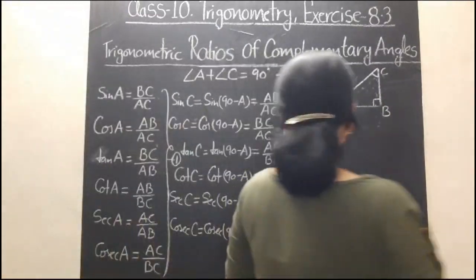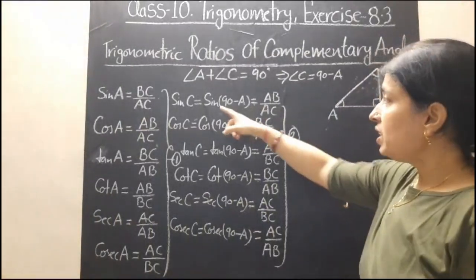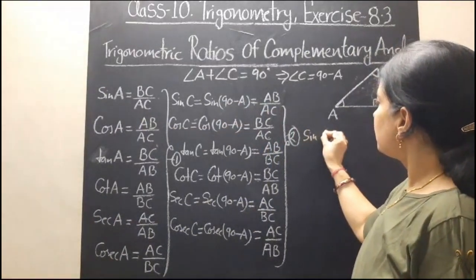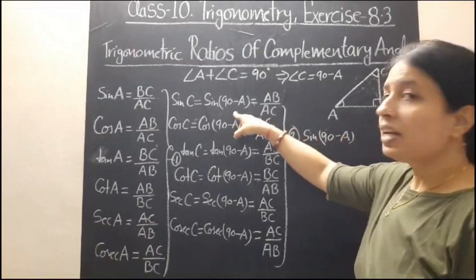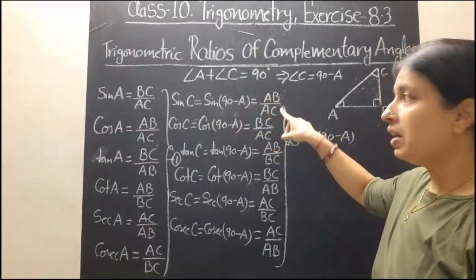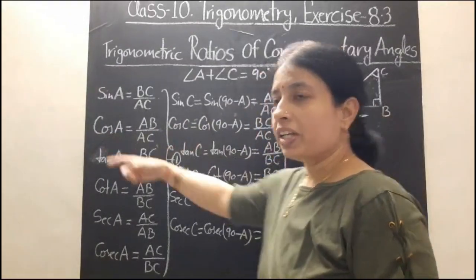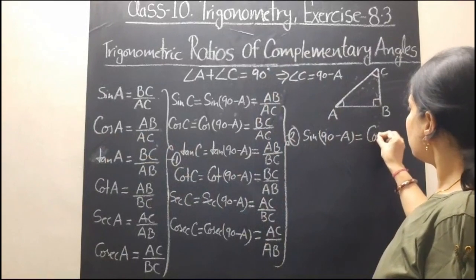So from 1 and 2 we can write our final result. What is it? This is sin 90 minus A. Sin 90 minus A is here AB by AC. Look here, AB by AC is equal to cos A. So sin 90 minus A is equal to cos A.